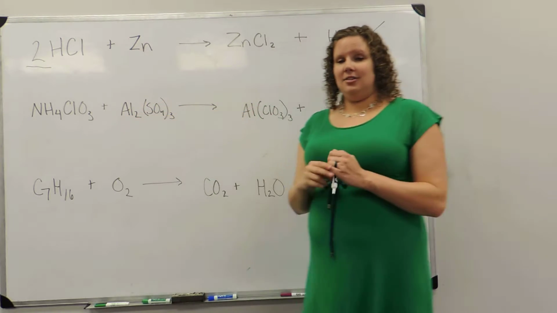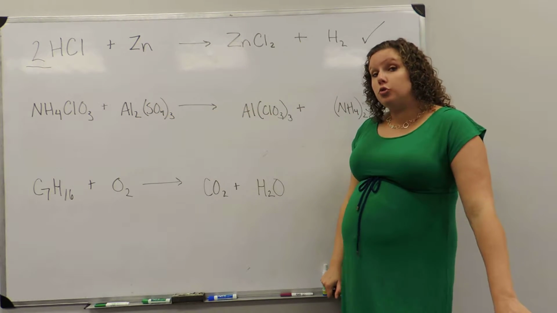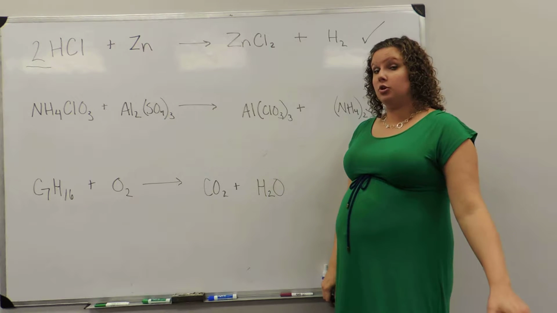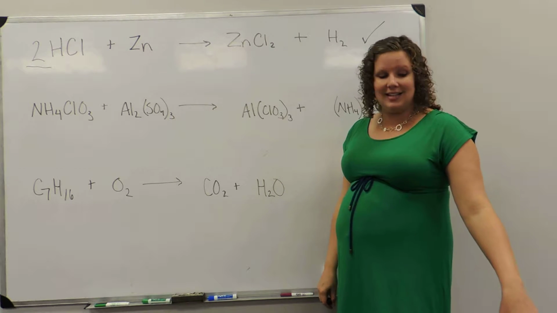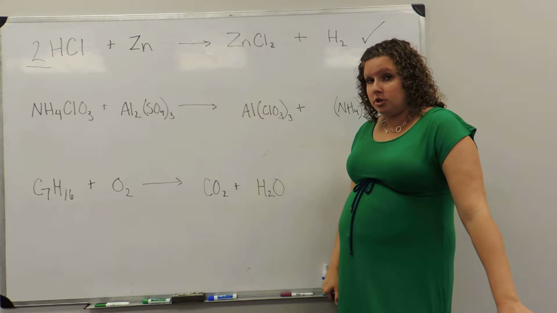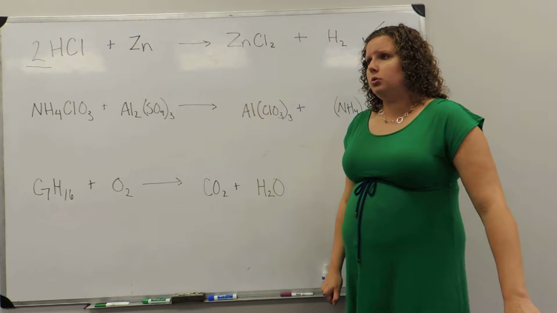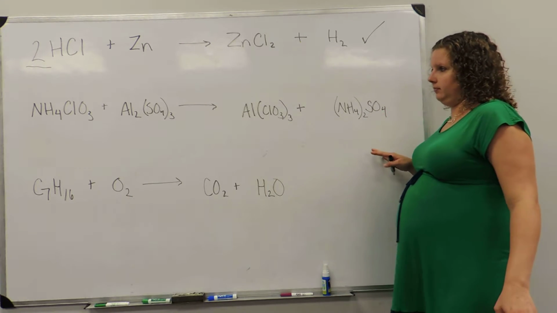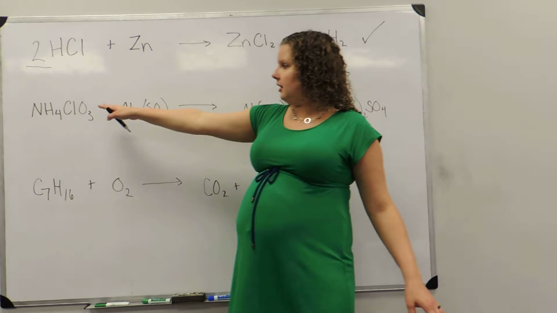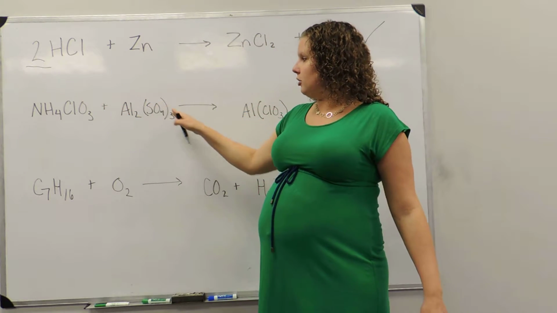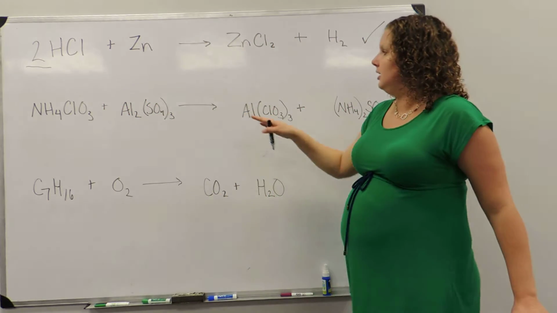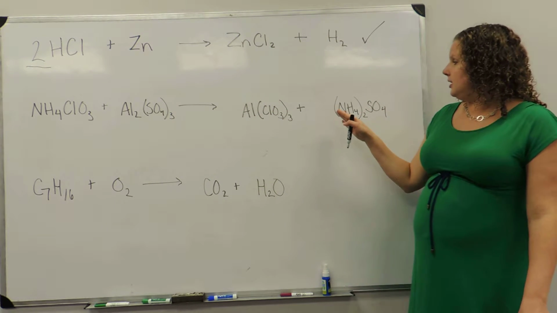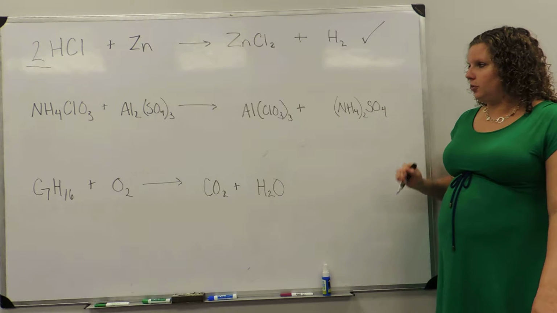Okay, the second one takes into account polyatomic ions, which were those groups of atoms. They're one of those groups of atoms I was talking about in the first video where I said groups of atoms that appear together can be balanced together. So you learned and should have memorized your polyatomic ions in Module 5. And so here we're using them in a balanced equation. Okay, so this is NH4ClO3 plus Al2(SO4)3, which makes Al(ClO3)3, plus (NH4)2SO4.